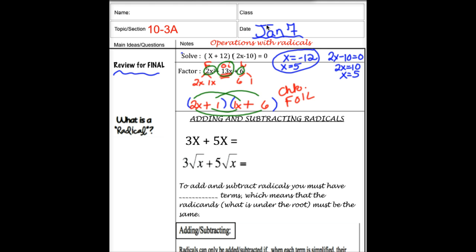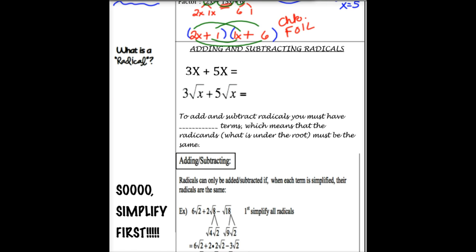Next, on to something a little new. Remember that a radical is really just a fancy name for that root symbol, and we are going to be adding and subtracting them. Before we do, let's take the radical away and talk about what 3x plus 5x is. Well, 3 plus 5 is 8. You might say, well, x plus x is x squared. No, it's not.